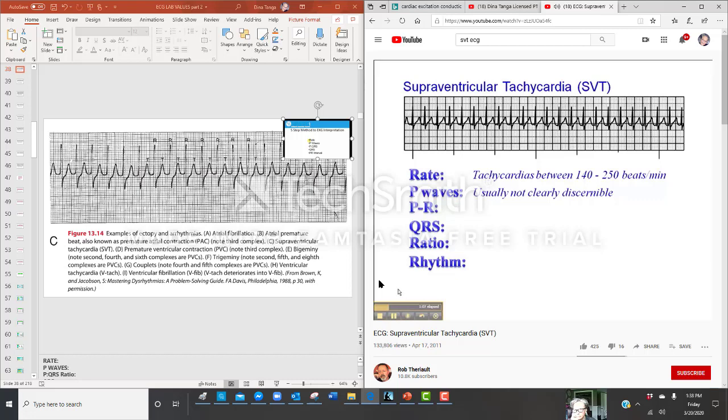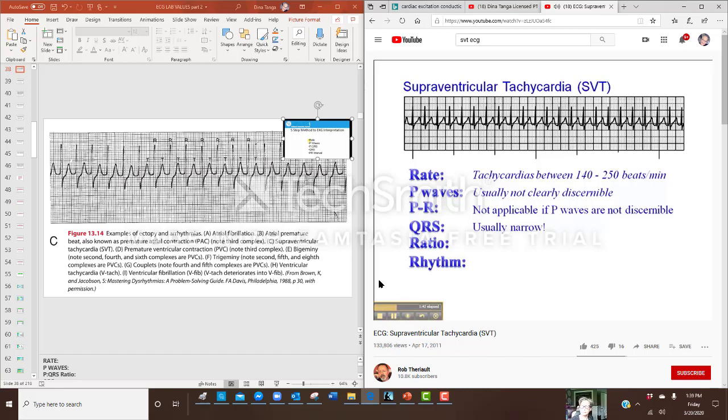You might call that a P wave, but don't mistake that for a sinus P wave. That's usually an ectopic focus that's causing this SVT. PR interval is not applicable if the P waves are not clearly discernible. And the QRS is usually narrow, and I put an exclamation mark there because if you see a tachycardia without clearly discernible P waves and the QRS is wide, we have to assume that's a ventricular tachycardia. So a wide complex tachycardia without clearly discernible P waves is a ventricular tachycardia until proven otherwise.